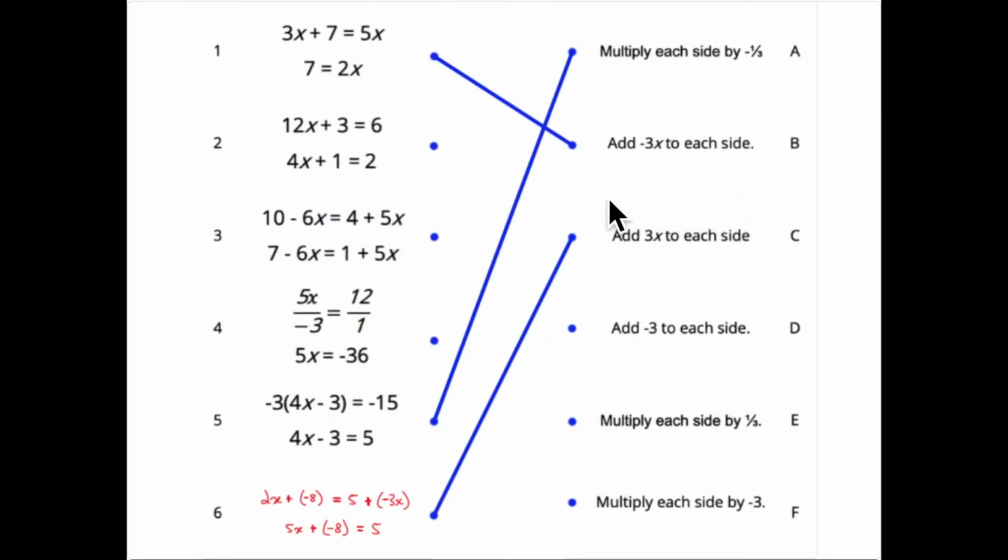So C, add 3x to each side. This one doesn't match any of the given equations, so you have to make up your own equations. I'm going to come back to this a bit later.